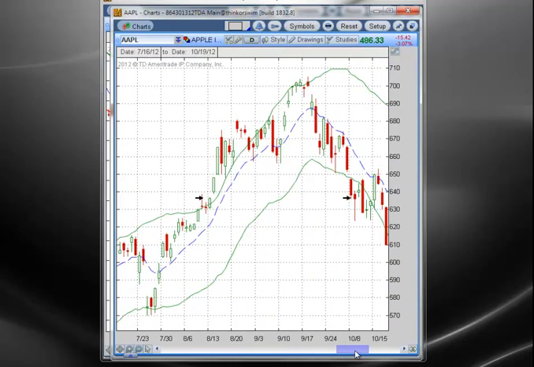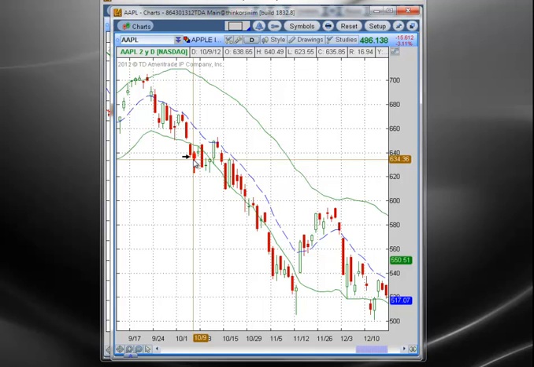Another example, this past August, we have a close here at 630. Two days later, we have a close at 635. We get a run as high as 680. We close though with our stop loss at 662.